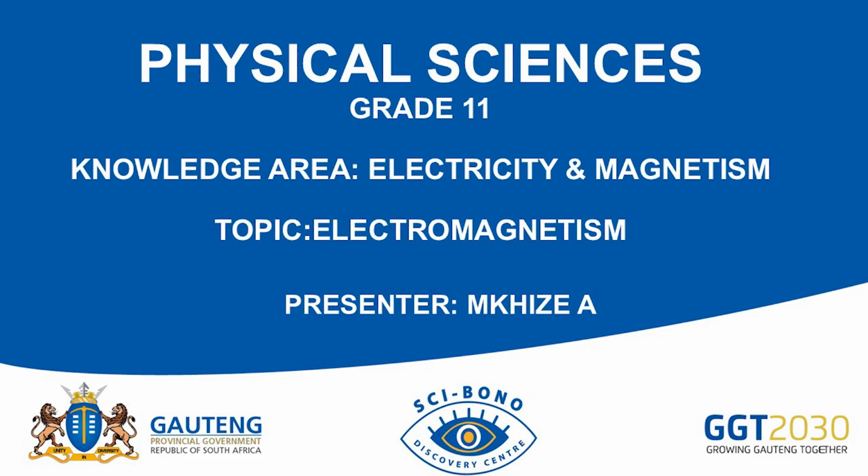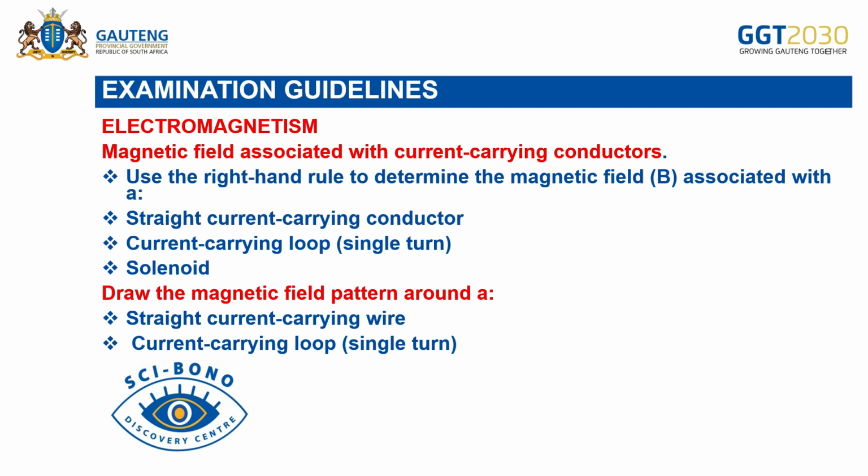Right, grade 11, our focus is on the knowledge area electricity and magnetism. Under electricity and magnetism, our focus will be electromagnetism. According to our exam guidelines, this is what we need to cover: electromagnetism, the magnetic field associated with current carrying conductors.